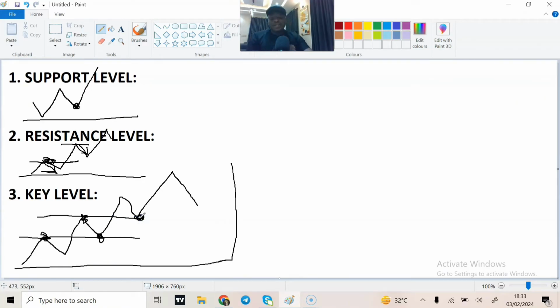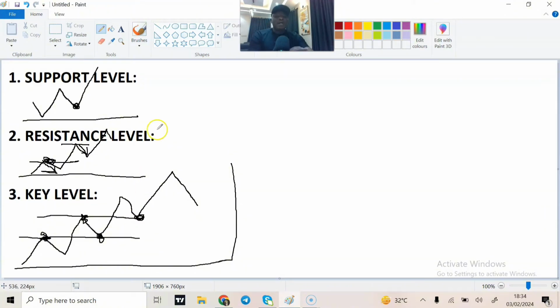The reason key levels are important to mark is that you need to give key levels more attention than ordinary support and resistance levels. Key levels are very vital prices in the market, and the market tends to respect them more than ordinary support and resistance levels. So you need to pay attention to that.